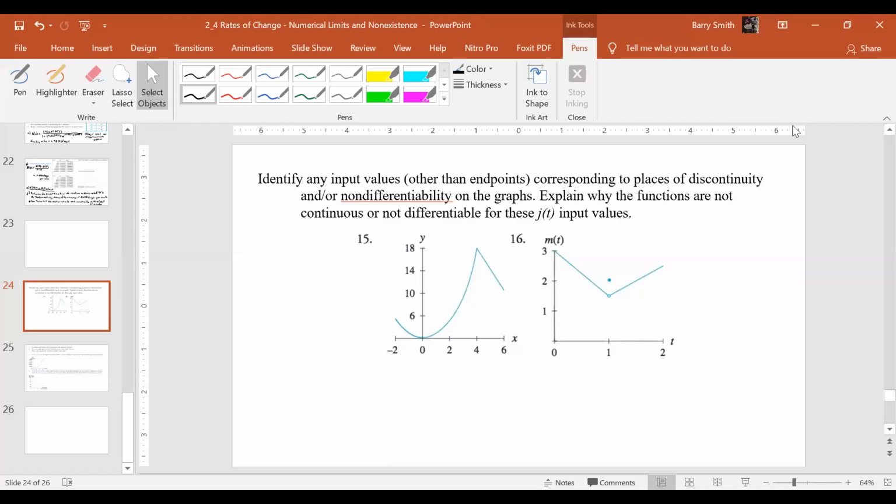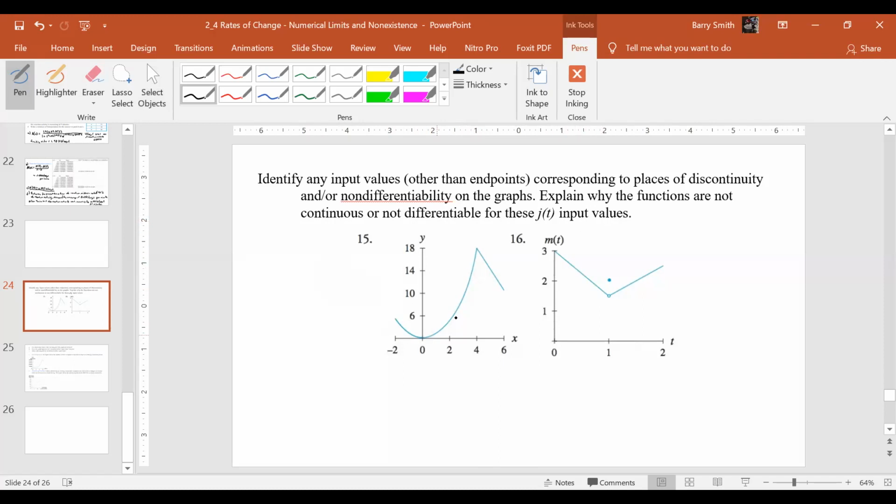All right, so the last ones are just going to be kind of simple. Look at a graph and see why it is or why it isn't. So we're supposed to identify any input values other than the endpoints corresponding to places of discontinuity and or non-differentiability on the graphs. Explain why the functions are not continuous or not differentiable for these input values.